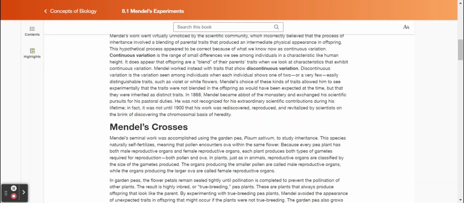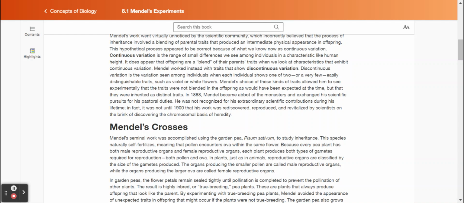Mendel worked instead with traits that show discontinuous variation. Discontinuous variation is the variation seen among individuals when each individual shows one or two, or a very few, easily distinguishable traits, such as violet or white flowers. Mendel's choice of these kinds of traits allowed him to see experimentally that the traits were not blended in the offspring, as would have been expected at the time, but that they were inherited as distinct traits.